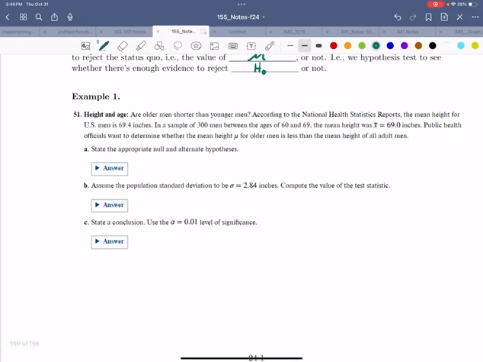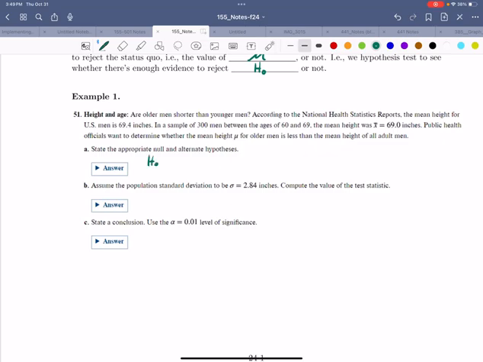Right? So let's take a look at an example. Let's just do another example. Here, we happen to know that the mean height for U.S. men is 69.4 inches. We randomly sample 300 men between ages 60 and 69 and get a height of 69 inches. And we want to determine whether the mean height for older men is less than the mean height for all men. So what are the appropriate null and alternate hypotheses?